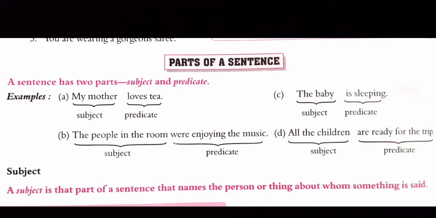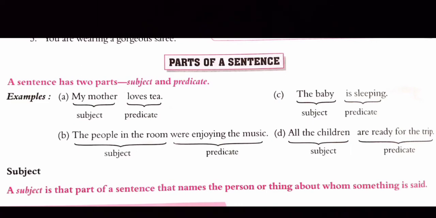Examples: My mother loves tea. In that sentence, the subject is my mother and the predicate is loves tea. Let's see a few more examples. The people in the room were enjoying the music. The people in the room is the subject and were enjoying the music is the predicate. The baby is sleeping. The baby is the subject, is sleeping the predicate.